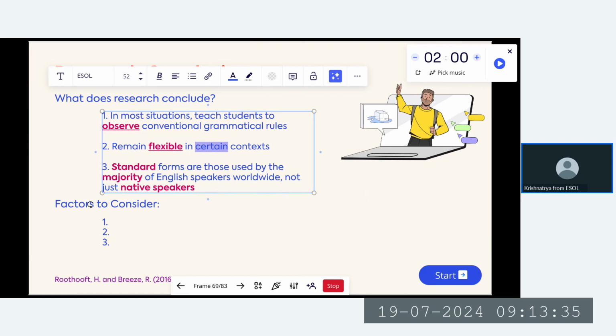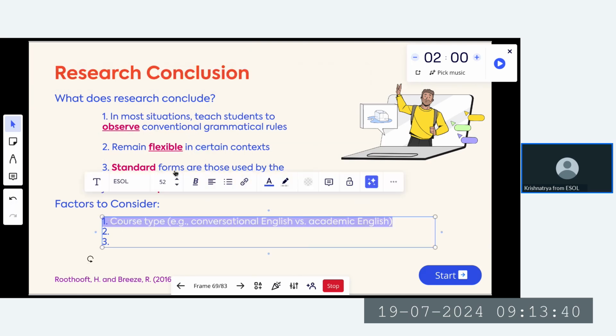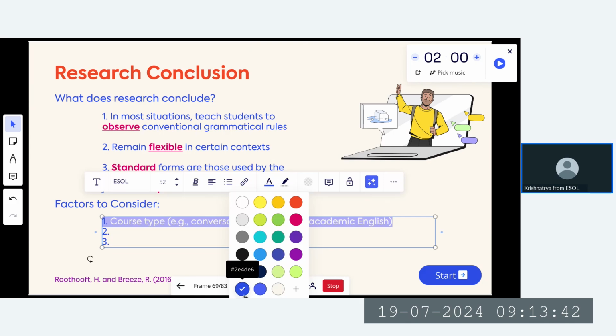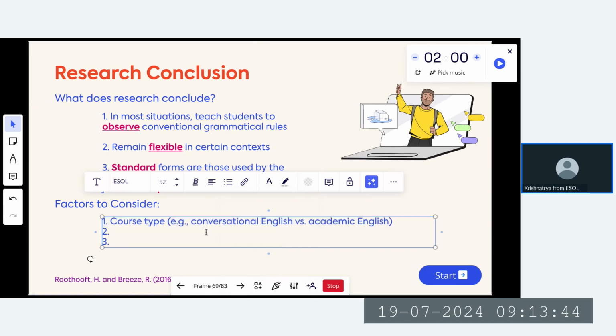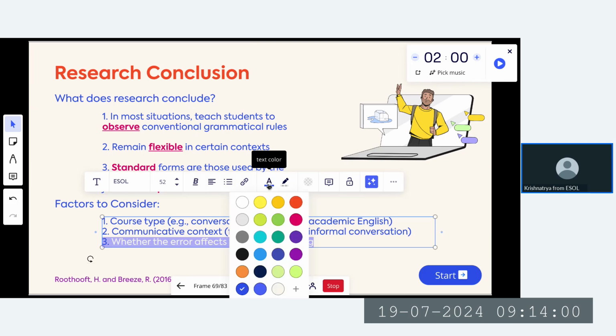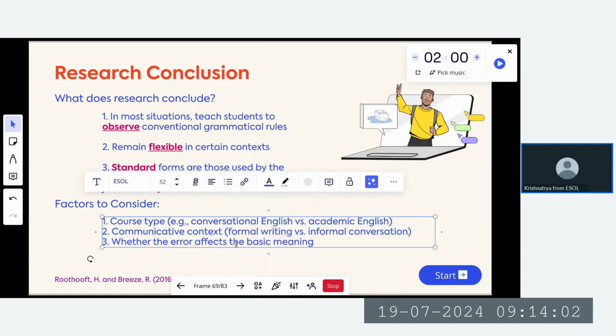Lovely. Let's move on. But there are three factors that you should consider. You should consider what is the type of course that you're teaching. You should also consider the communicative context. What is the meaning of that? Is it formal or is it informal, where accuracy is not a major thing? And number two, whether the error affects the basic meaning. For example, if communication is broken and the basic meaning is difficult to understand, then accuracy becomes very important.